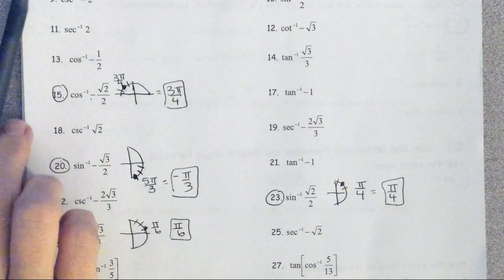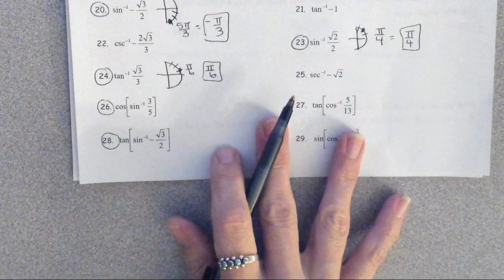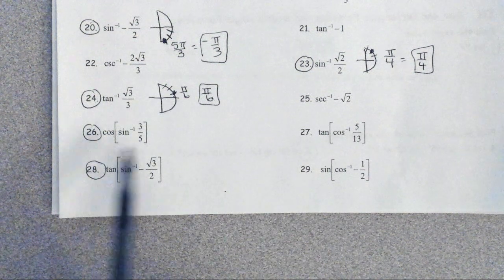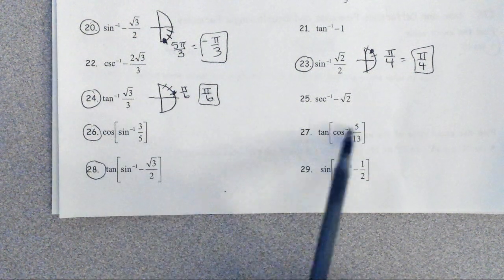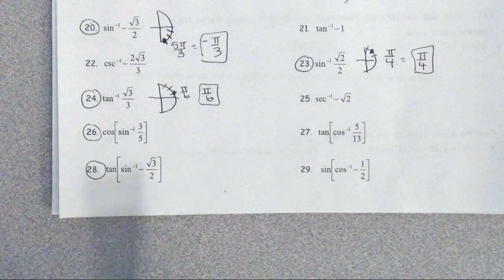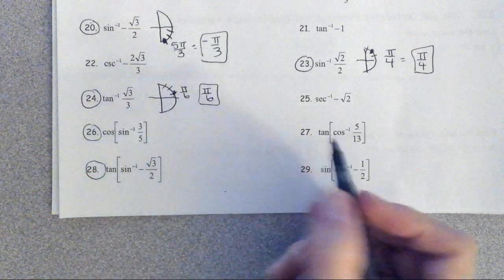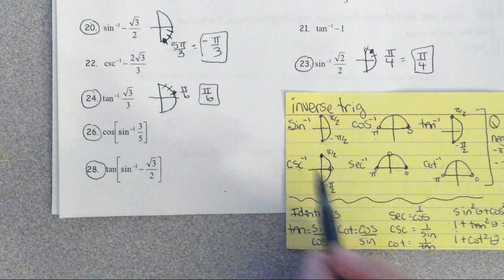Okay, so that gets us all the way through number 25. Let's go look at the difference on 26 through 29. If you'll notice on these problems, we have 2 problems in one. There's an inside problem to do, and then there's an outside problem to do. I'm going to do number 26 with you and number 28 with you. So on number 26, the inside says sine inverse. So again, I'm thinking 1 and 4.